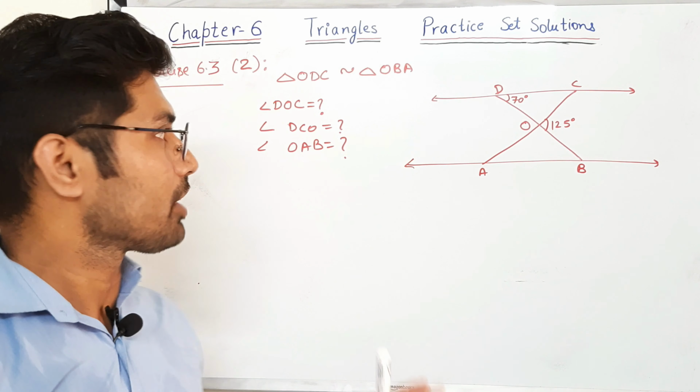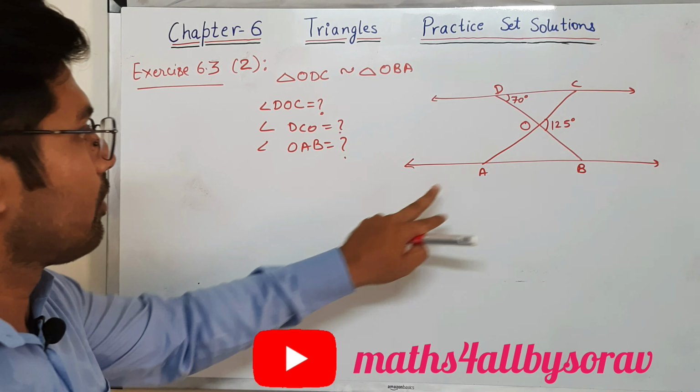Okay guys, now come to our next question. Here we have been given this figure. Angle ODC is 70 degrees, and triangle ODC is similar to triangle OBA. These two angles are given. Now we need to find this angle DOC, this one DCO, and this one OAB.